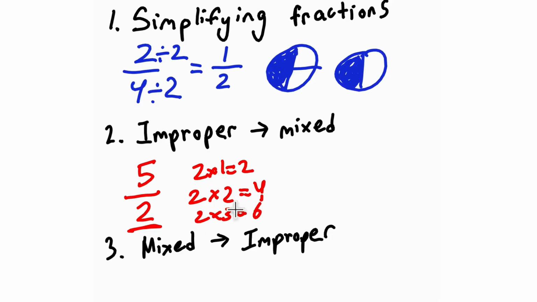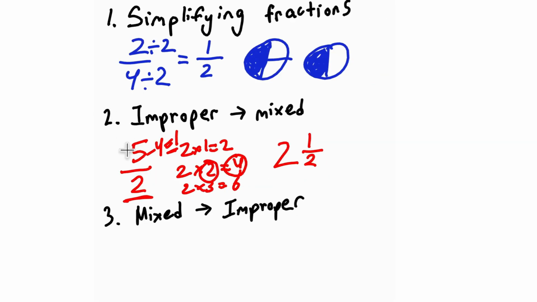So we have to take the biggest one that can go into 5, which is 2 times 2, which is 4. So now we take the number we multiplied, and that's our whole number. After that, we take the answer that we got, 4, and subtract it from the top number. 5 minus 4 is equal to 1. So that means we get 2, and then this number, 1, becomes our top number. And then our bottom number is 2. So it's 2 and 1/2. We keep the bottom number the same.